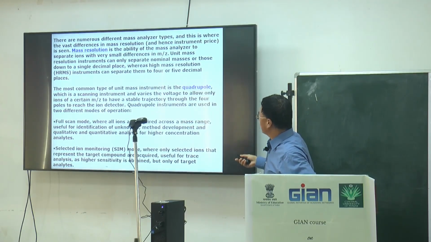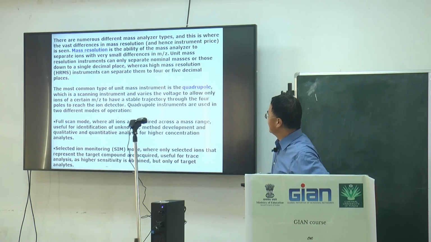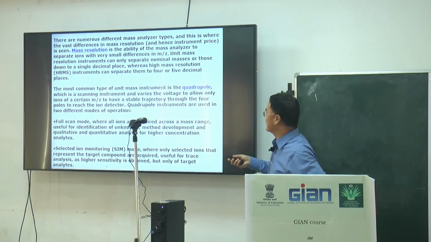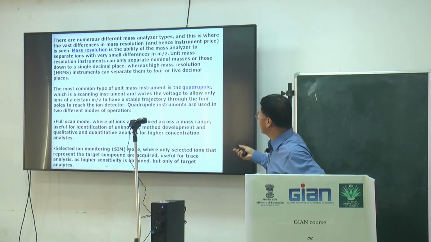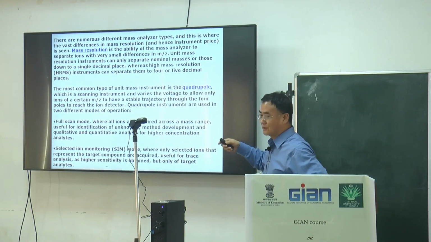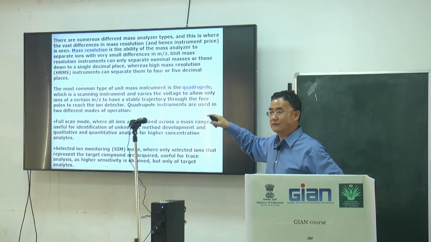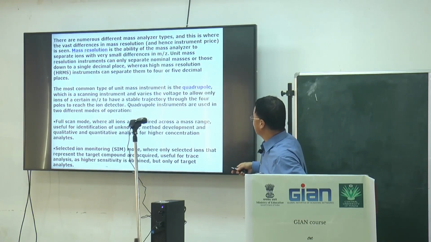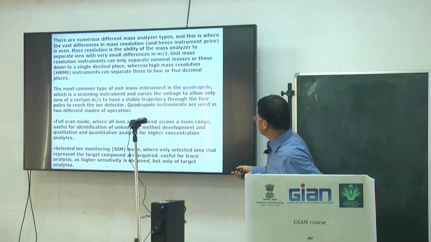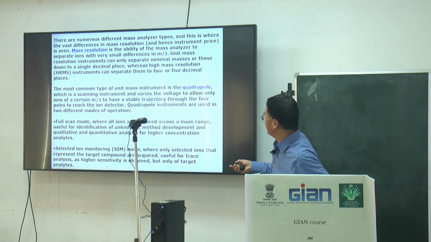The quadrupole allows only ions of a certain m/z ratio to have a stable trajectory through the four rods to reach the ion detector. Of course, later on we will discuss the quadrupole Q1, Q2, or Q3. Each has a different purpose in the connection. Sometimes there is an ion trap and sometimes an accelerator or filtration. Quadrupole instruments use two different modes of operation.